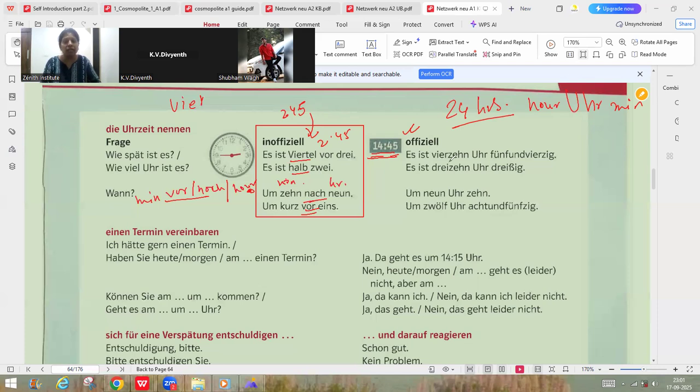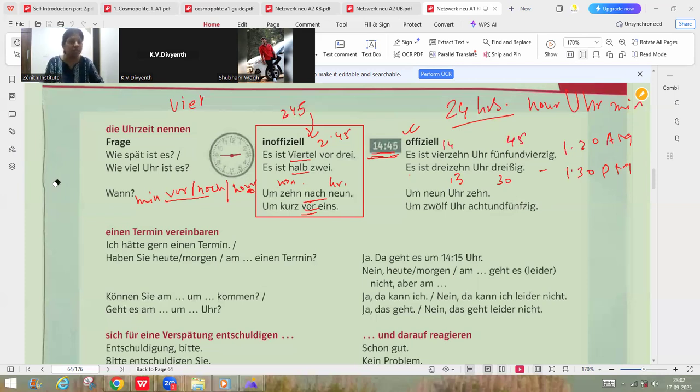So it is Es ist 14 Uhr 45. Similarly, Es ist 13 Uhr 30. That is actually 1:30 p.m. Now, if you want to talk about AM, it will always be Es ist 1 Uhr 30. That means it is 1:30 a.m. So exactly the same way you have to write the way the time is. You should not do it here and there.